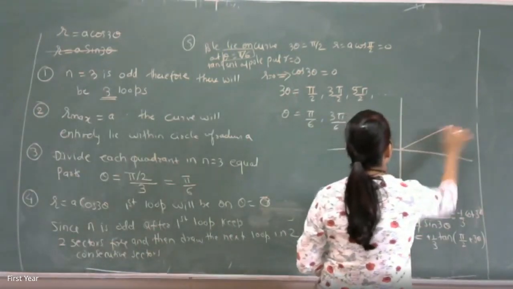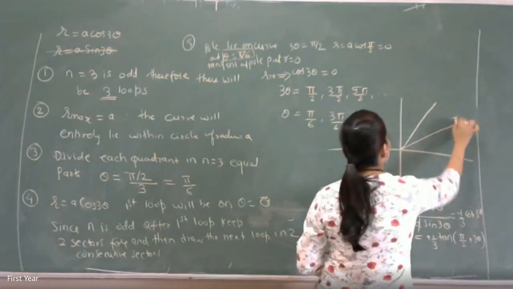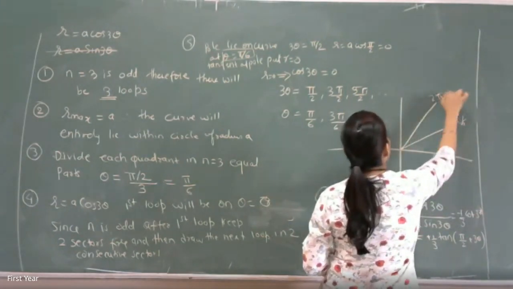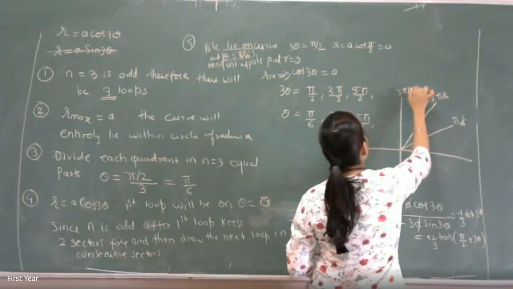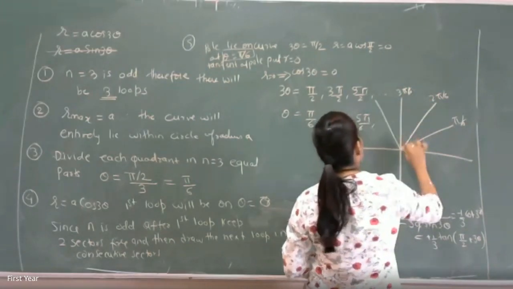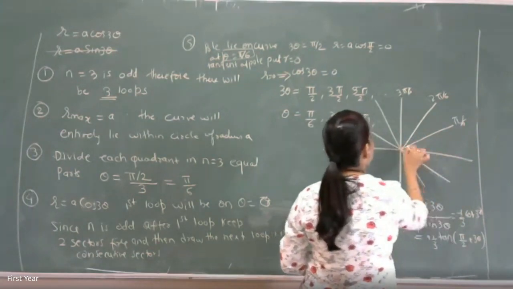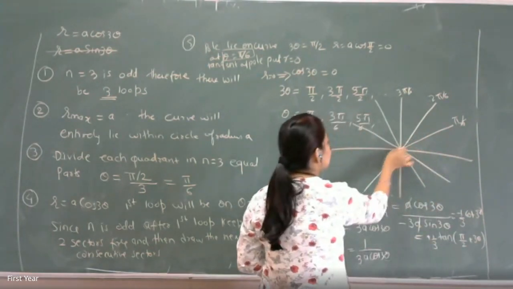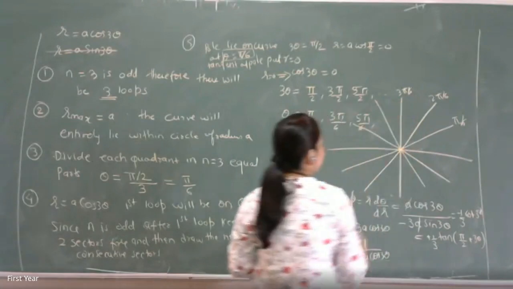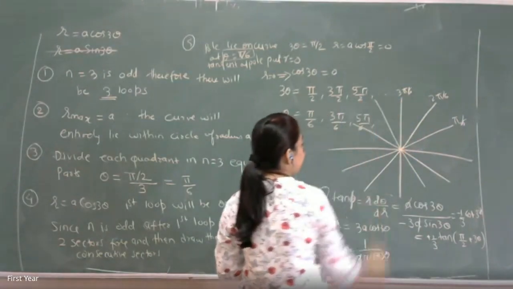These are sections: pi by 6, 2 pi by 6, 3 pi by 6, 4 pi by 6, 5 pi by 6, 7 pi by 6. Okay. Write down the pi by 6 angles.